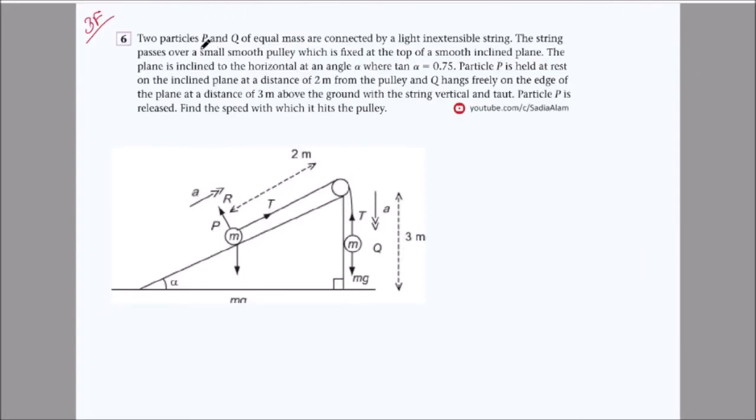So we have two particles P and Q of equal mass. Mass is not given, so that's why this is m. Similarly Q is also m, so weight is mg, weight is mg. They are connected by a light inextensible string. The string passes over a smooth pulley. The pulley will always be smooth, so we do not include any frictional force here, we neglect the frictional force. The pulley is fixed at the top of this smooth inclined plane.